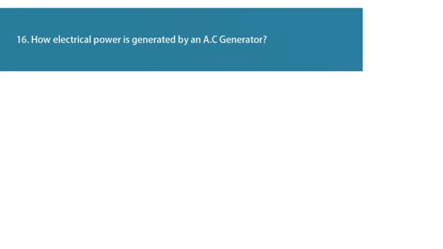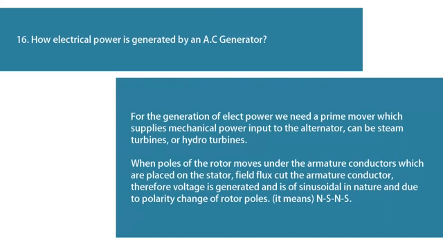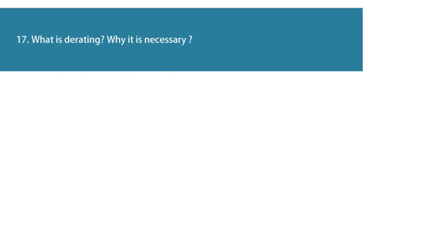16. How is electrical power generated by an AC generator? For the generation of electric power we need a prime mover which supplies mechanical power input to the alternator, and it can be steam turbines or hydro turbines. When poles of the rotor move under the armature conductors which are placed on the stator, field flux cuts the armature conductors, therefore voltage is generated, and it is sinusoidal in nature due to the polarity change of the rotor poles, that is, N and S.